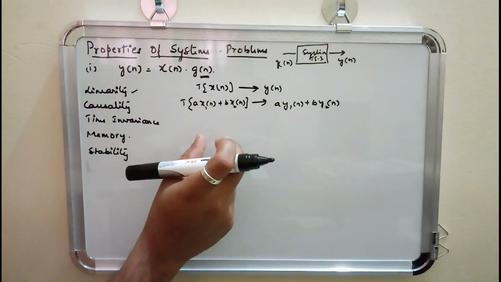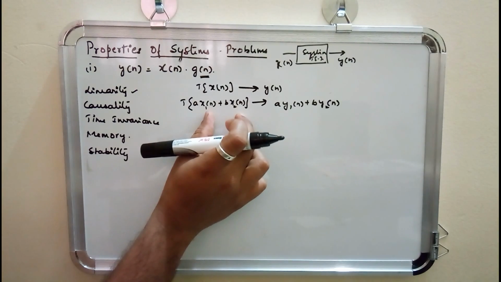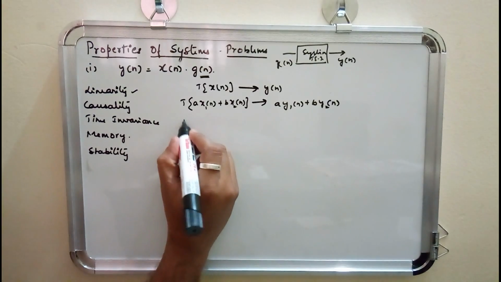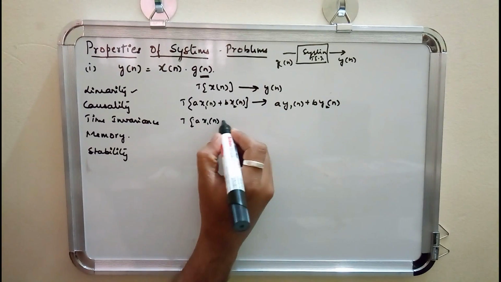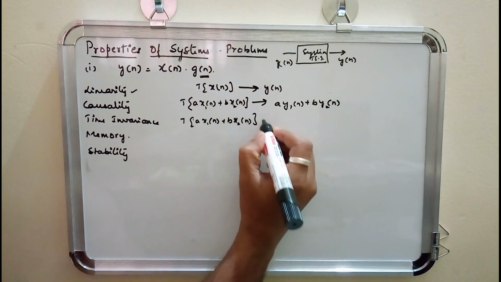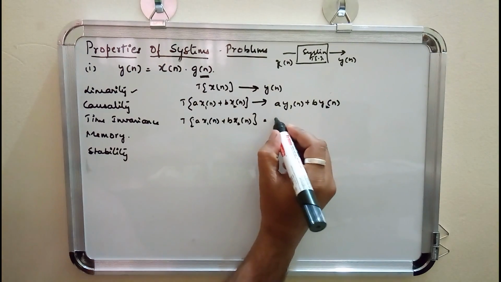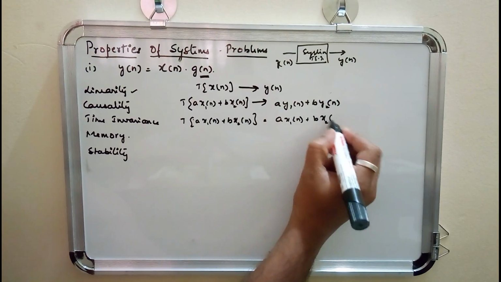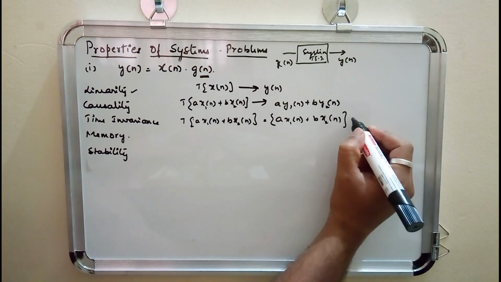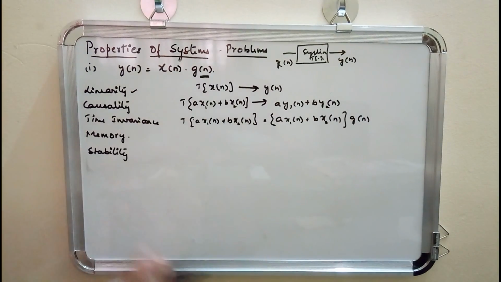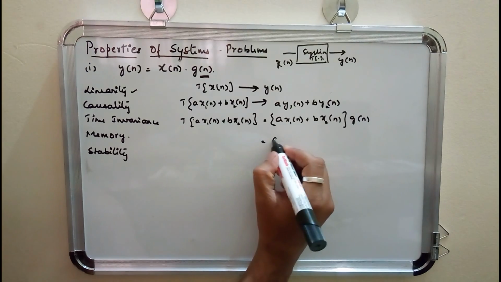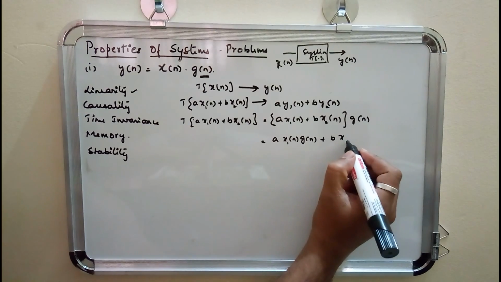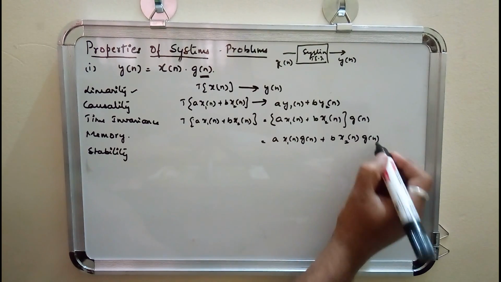Now what we need to do here is, in place of x of n, I need to replace it by a weighted sum of two signals. So what is our input output relationship? We have it here. So T of a x1 of n plus b x2 of n will give us, in place of x of n, I need to substitute a x1 of n plus b x2 of n, because my input is replaced by the weighted sum, into g of n. So this is a into x1 of n into g of n plus b into x2 of n into g of n.